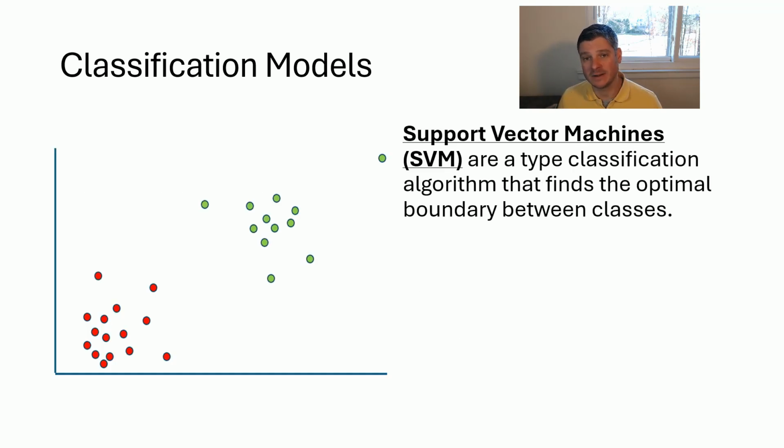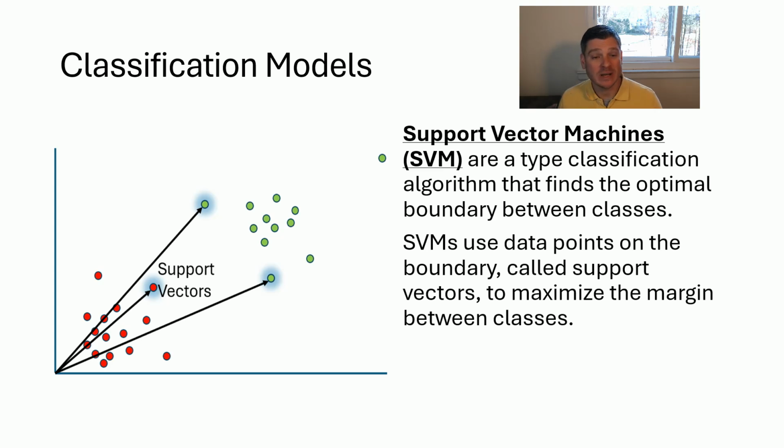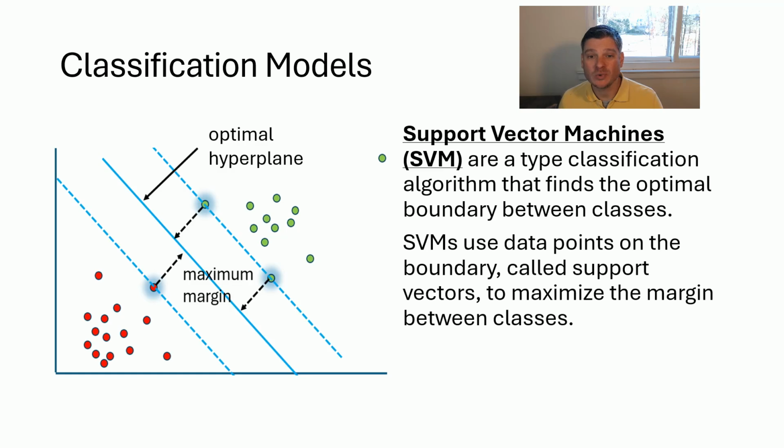The other type of classification model that we can use are called support vector machines, or the SVMs. And these are classification algorithms that are going to find the optimal boundary between classes. So what we do is, again, once we have our data that is grouped, we find the data points that are closest to what those boundaries would be. Those become called our support vectors. And what we do is we try to create the maximum distance between the support vectors, right? We want to maximize the margin between the classes. That gives us our optimal hyperplane, which divides our data.